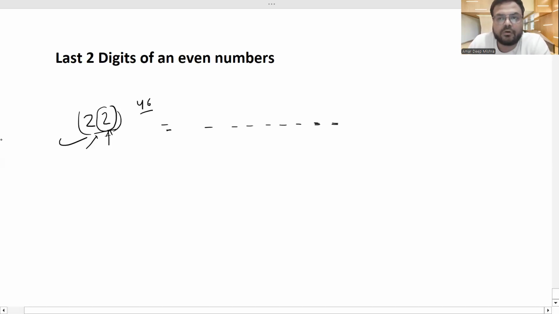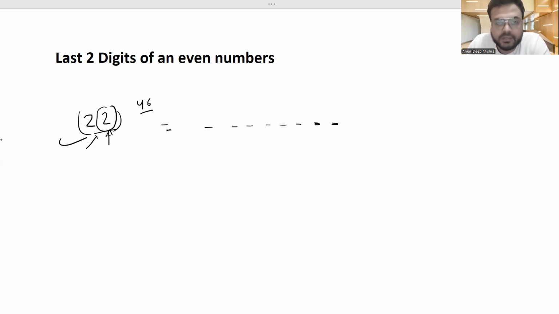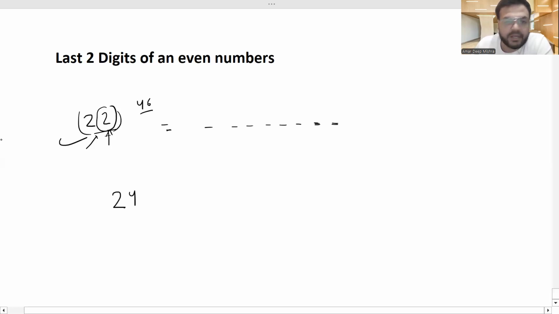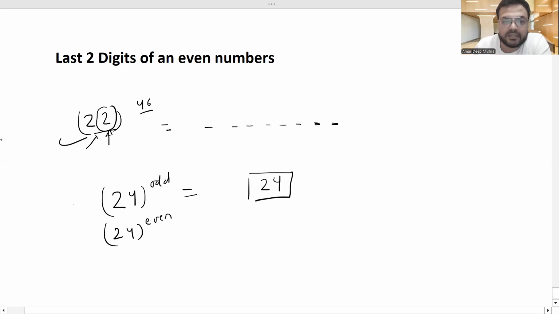Before I start talking about how to find out the last two digits of an even number, there are 3 points you have to keep in mind. The first point is that if you have 24 raised to the power an odd number, you will always get 24 as the last two digits. Next, if you have 24 raised to the power an even number, then you will always get 76 as the last two digits.